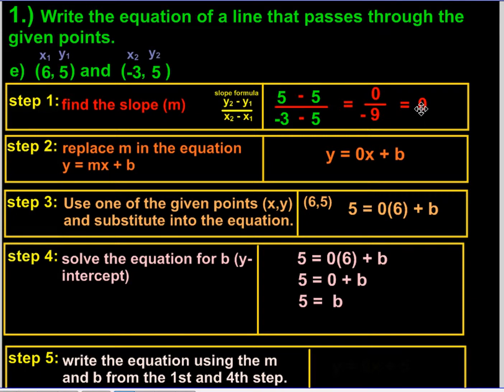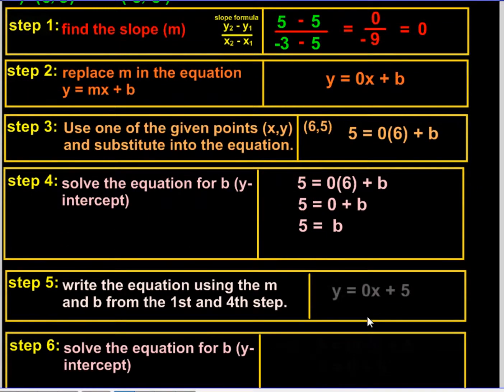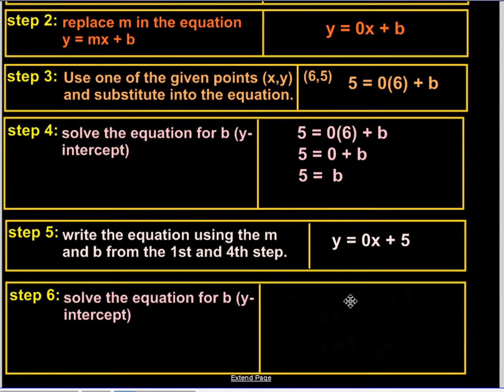So I now know my slope, 0. I know my y-intercept is 5. And I can write an equation that shows that: y equals 0x plus 5. I can then go ahead and solve the new equation using the second set of coordinates that I haven't used yet.